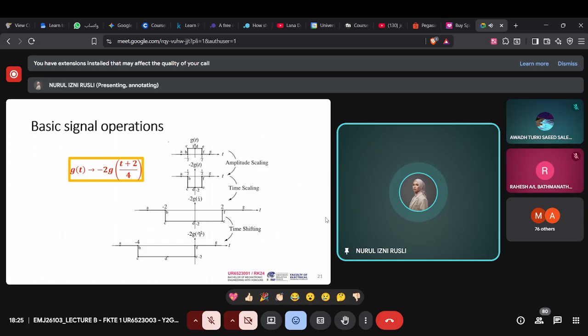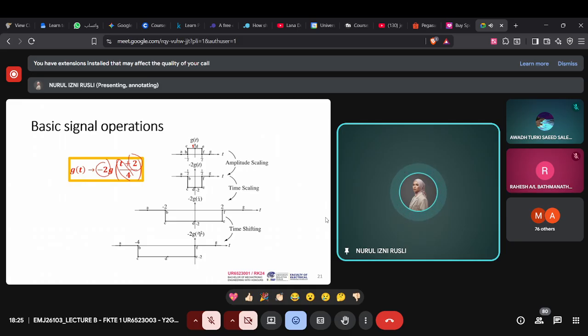So in this case, you have this signal of g(t). You are having a basic rectangular function, right? Now you have the amplitude of 1, and time in between minus 1 over 2 and 1 over 2. So now you have this transformation, minus 2g, this is amplitude scaling, and then you have t plus 2 over 4. So you have, in this case, time scaling, and then lastly you have time shifting.